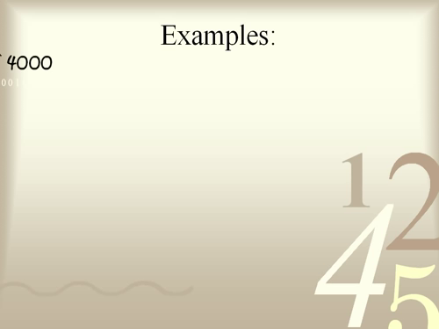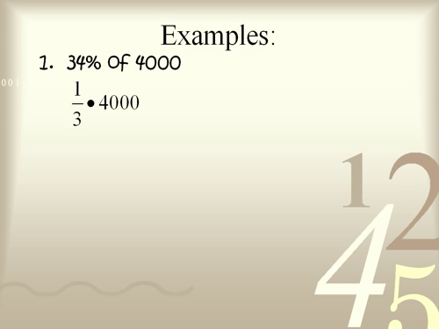Okay, so when we're using these nice percentages, if I want to find 34% of 4,000, well, I think, okay, 34%. Well, what is that? That's close to a nice percentage. 33% is nice. Okay, so I can say that's pretty close. So 1/3. So I'm going to find 1/3 of 4,000 instead of worrying about finding 34%.